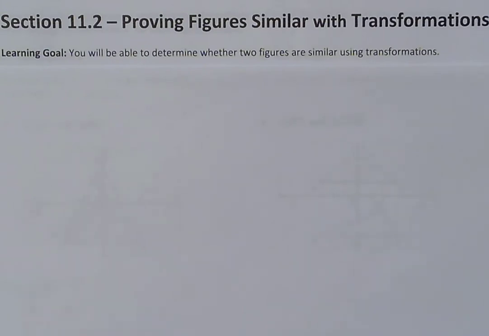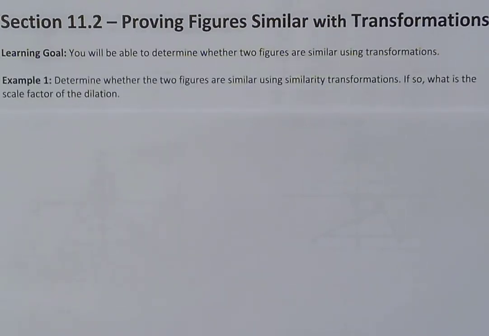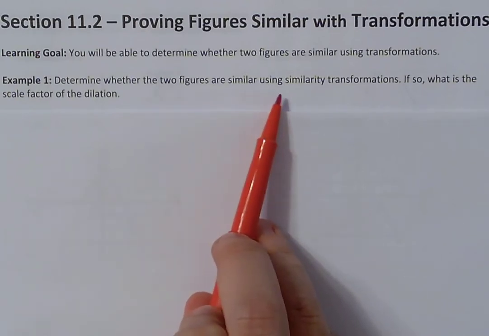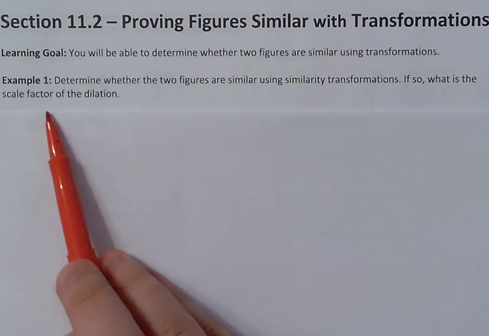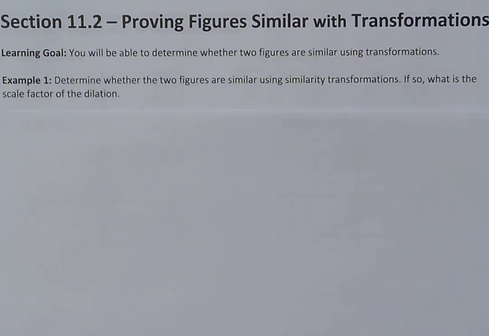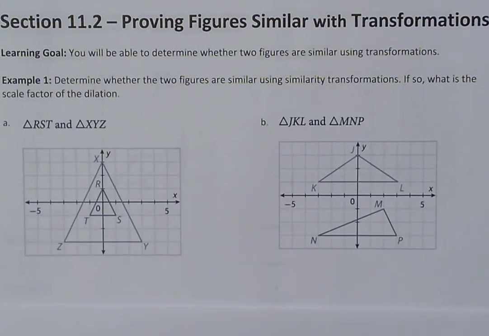So that is our goal today, to be able to get one shape to map onto the other by using these four different possibilities. Now, for example 1, they want us to determine whether the two figures are similar using similarity transformations: rotations, reflections, translations, dilations. If so, what is the scale factor of the dilation? So the first thing they're going to ask us to do is just determine if we could get one shape onto the other. And then if we could, they need us to figure out the scale factor. So that's all we have to do for example 1, is determine if the two shapes are similar, meaning they have the same shape. So the angle measures have to be the same, and you have to have the same scale factor for all of the side lengths.